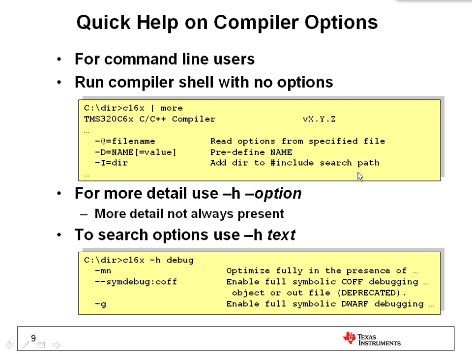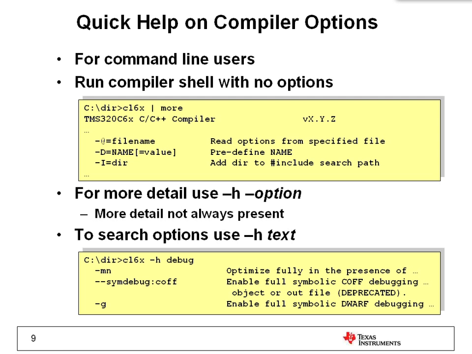You can see this command right here, cl6x, and then you pipe it through more or less or whatever command you can use, and you can see a quick summary of all the options. If you're interested in any one particular option, you can say cl6x, or change cl6x to whatever compiler you're using, cl470, whatever makes sense. You can say cl6x -h whatever option you're interested in, and you can get a bit more information about that option. Most of the options have some of this detail in there. A few of them don't.